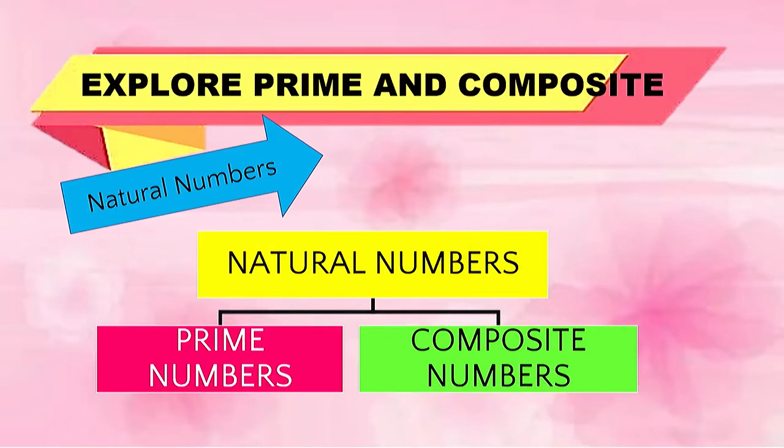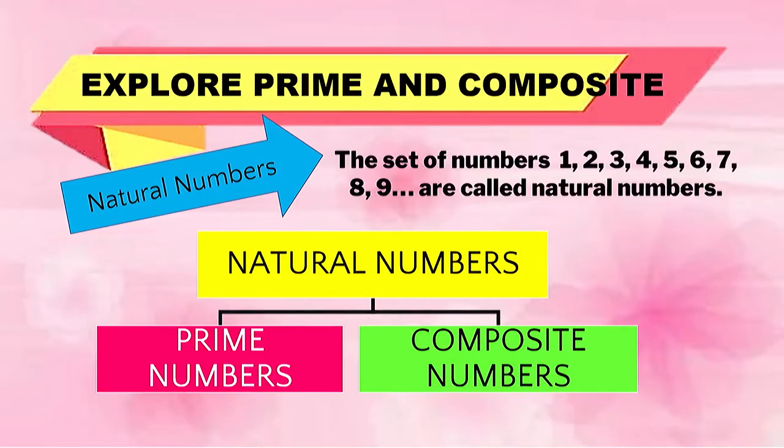Before that, what are the natural numbers? The set of numbers from 1, 2, 3, as you say just now, up to infinity, are called natural numbers. From the natural numbers, we can divide them into prime and composite. So what are the prime numbers?